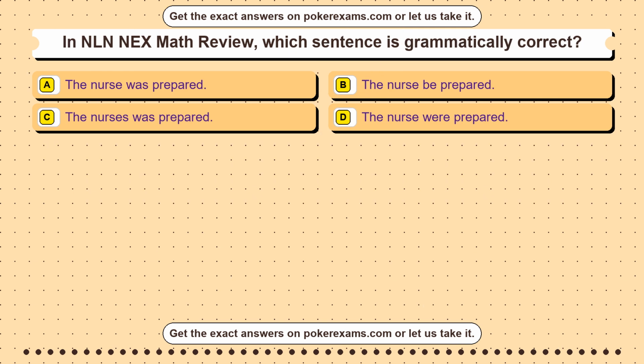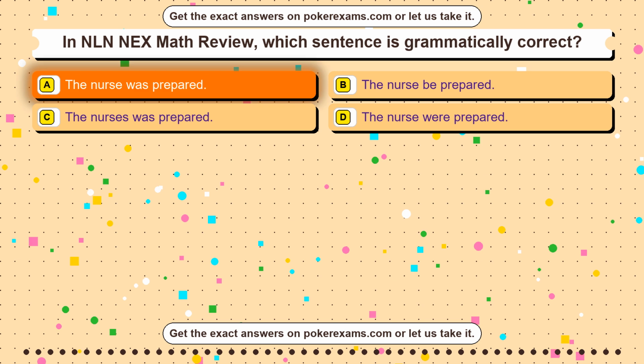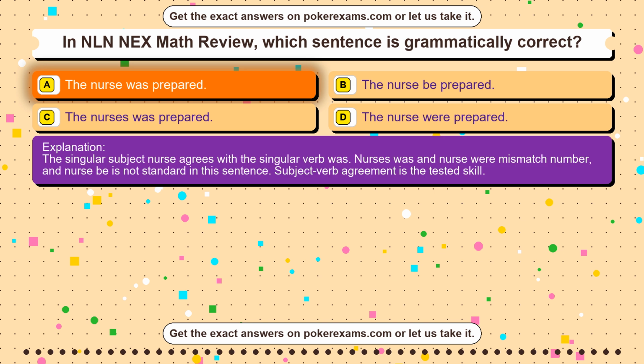Question 23. In NLN NEX Math review, which sentence is grammatically correct? Option A. The nurse was prepared. Option B. The nurse be prepared. Option C. The nurses was prepared. Option D. The nurse were prepared. The correct answer is option A. The nurse was prepared. The singular subject nurse agrees with the singular verb was. Nurses was and nurse were mismatch number, and nurse be is not standard in this sentence. Subject-verb agreement is the tested skill.